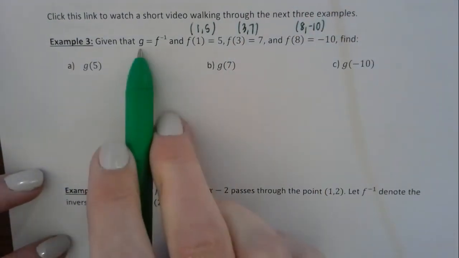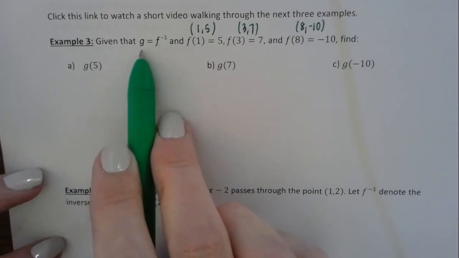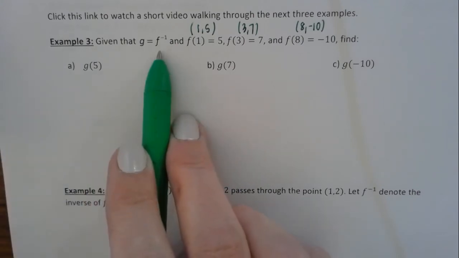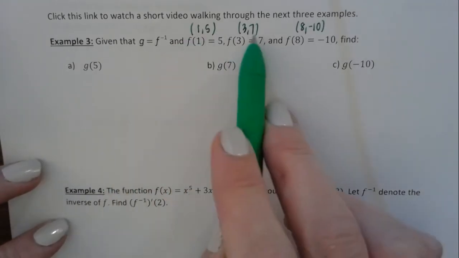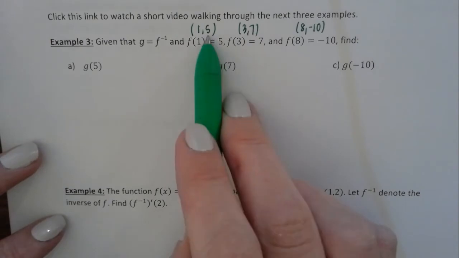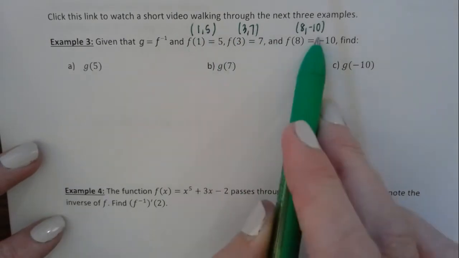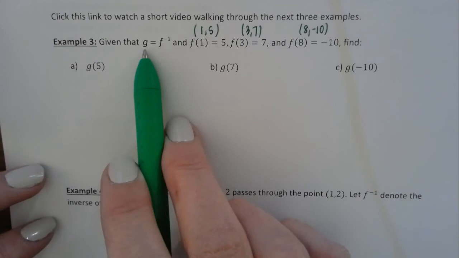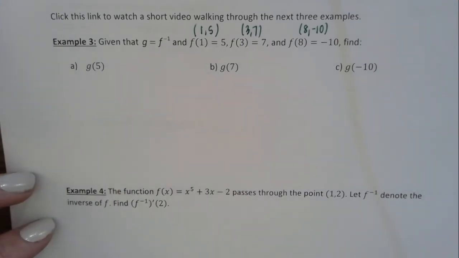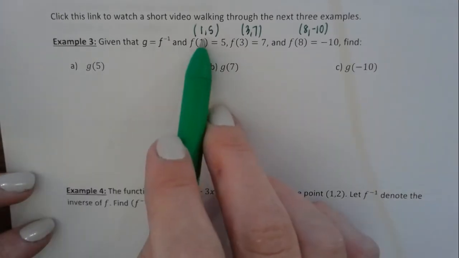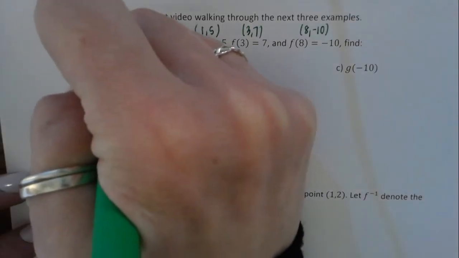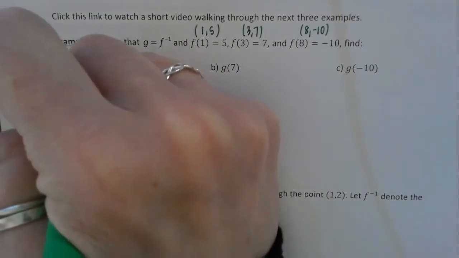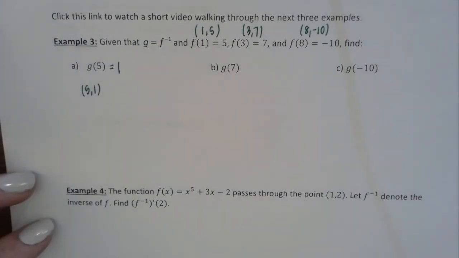And if these two functions are inverses, or G is the inverse of F, remember that when we make tables of values for inverse functions, what we're really doing is reversing the X's and the Y's. So if we reverse these points, they would be on the graph of G, the inverse graph. If F of 1 is equal to 5, then G of 5 would have to be equal to 1, because our ordered pair gets flipped around, or our X values and Y values switch places.